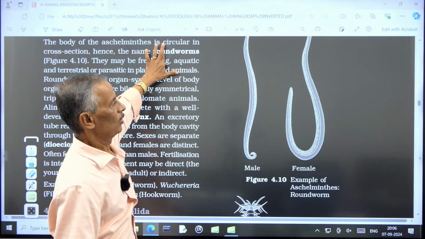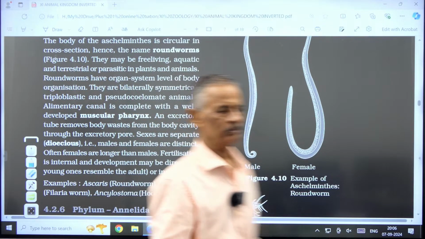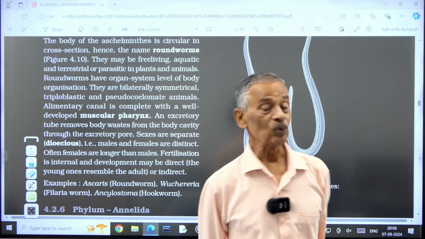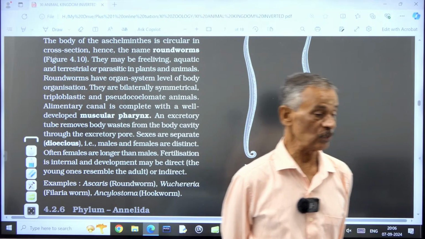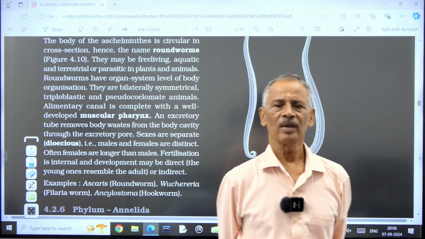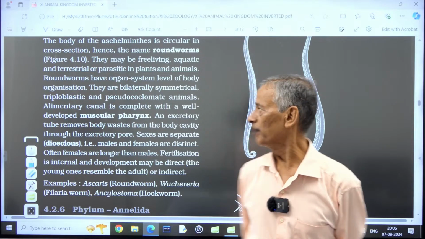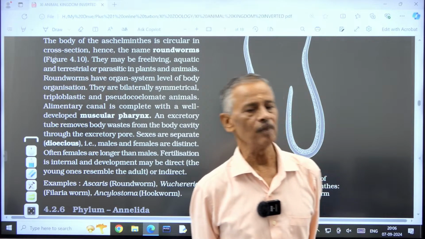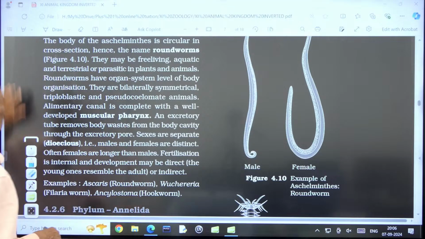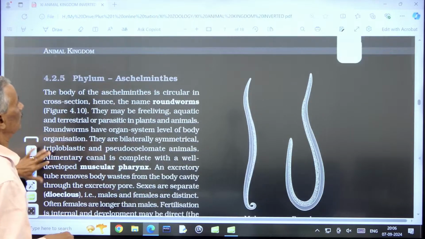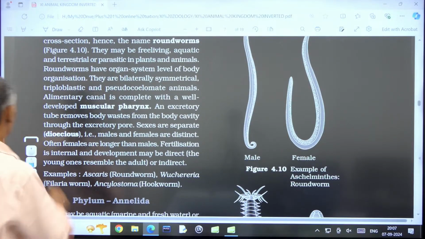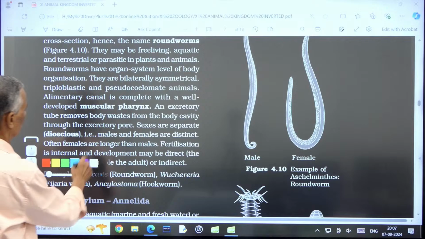Now we are going to a special phylum, the only phylum among triploblasts which has a pseudocoelom. So acoelomate, pseudocoelomate and coelomate. The only phylum which is pseudocoelomate is Aschelminthes. What is the meaning of that term? Ascos. Where have we heard that word? Ascomycetes. Asco means sac fungi.